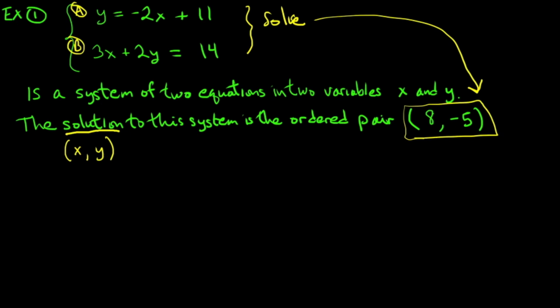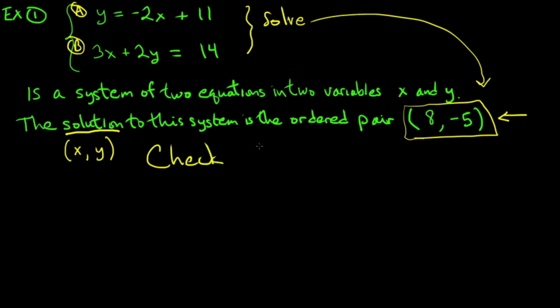Okay, before we get to how we actually solve the system, we'll get to that in just a minute. The first thing we want to do, though, is ask: how do you know that this is actually the solution? Don't take my word for it. Check yourself. So we want to check that this ordered pair, x equals 8 and y equals -5, is a solution.